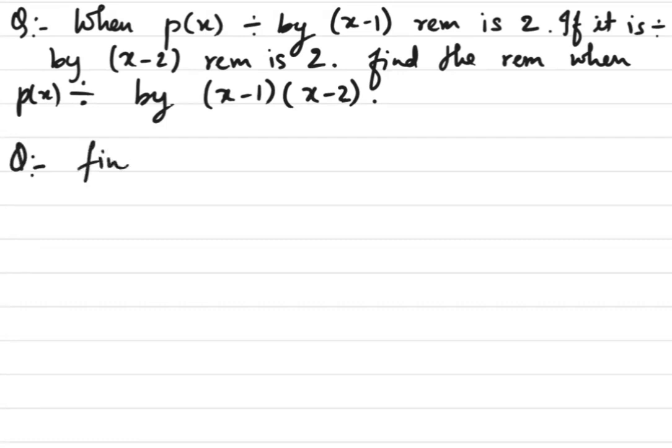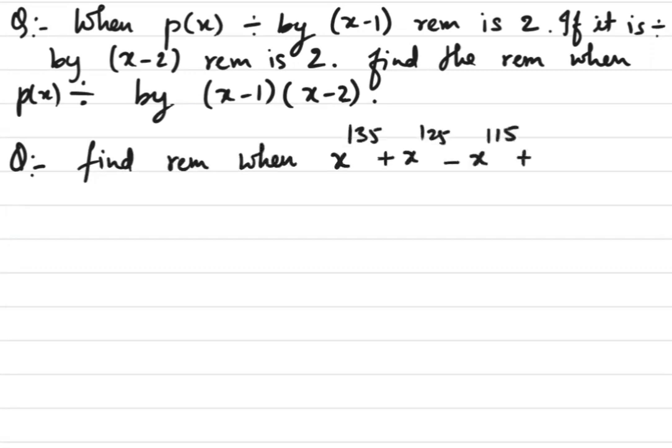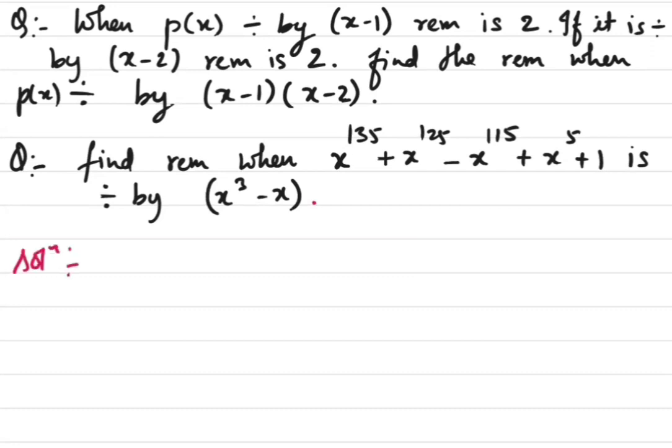Second question is, find the remainder when x to the power 135 plus x to the power 125 minus x to the power 115 plus x to the power 5 plus 1 is divided by x cube minus x. So one way to solve this question is to physically divide by the long division method. Another one is, I don't know what the quotient is.